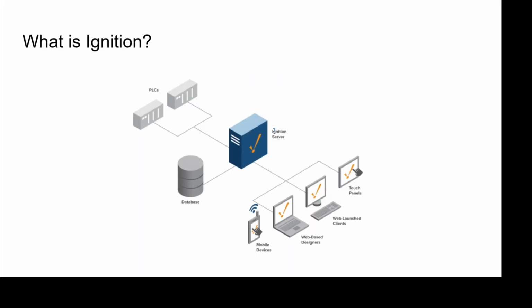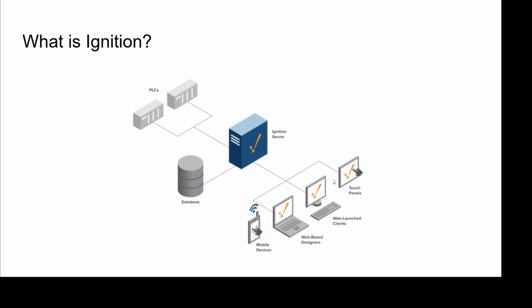Now, what is Ignition? Ignition is a SCADA system. So it runs on a computer somewhere, in this case called the Ignition server. This can either be a computer sitting at your desk, it can be a computer in the cloud, it can be in a data center in a manufacturing facility. It just needs to run on a computer, and it can run on Windows operating system, Linux, or Mac operating system. So you get a lot of flexibility there.